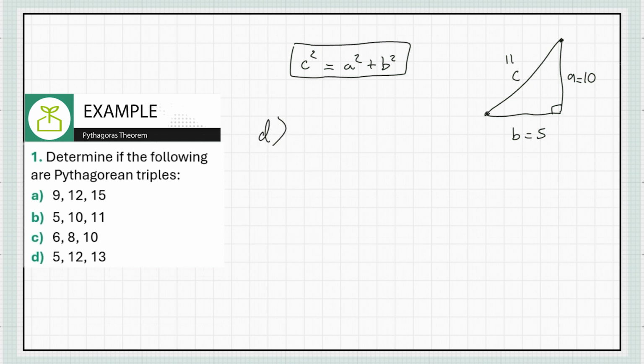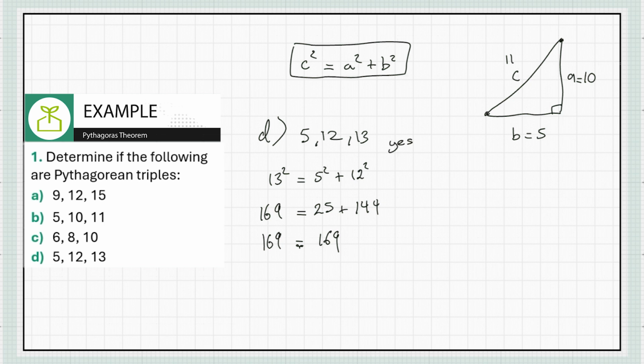Alright, finally let's look at D. We have 5, 12, and we have 13. Alright, so 13 squared is equal to 5 squared plus 12 squared. Alright, 13 squared is going to be 169. 5 squared is 25, and 12 squared is 144. Alright, so add all these together, you get 169 is equal to 25 plus 144 is also 169, and so that means that this is also a Pythagorean triple.